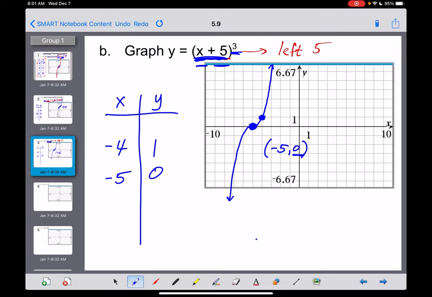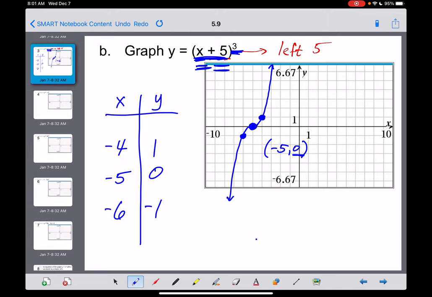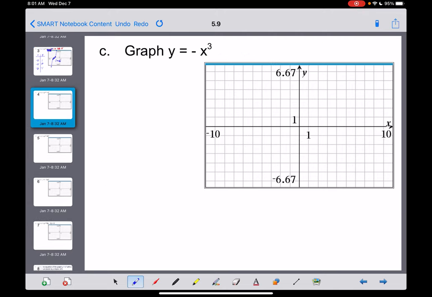That looks pretty good. And how about negative 6? Negative 6 plus 5 is negative 1. And negative 1 cubed is negative 1. Negative 6, negative 1 gets us right there. Okay, this is looking pretty good. If you wanted to go further, you could. But I think with those 3 points matching up, we're in pretty good shape. All right, so hopefully you guys are getting the idea right here that once you know your parent graph, most of these graphs are going to go pretty quickly.